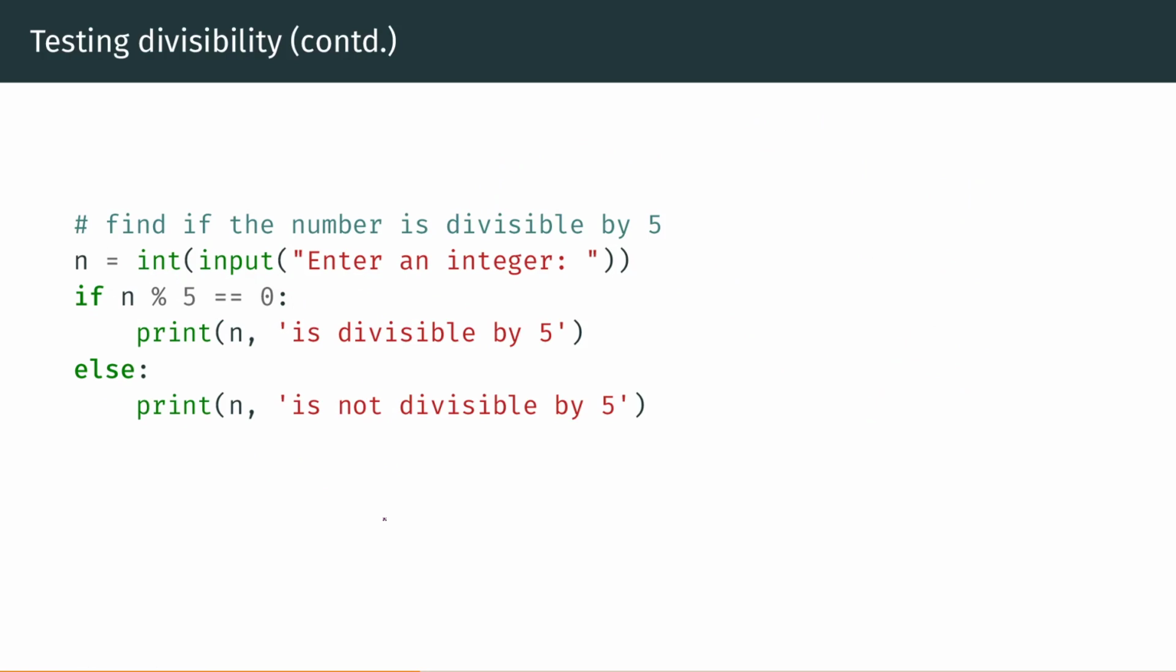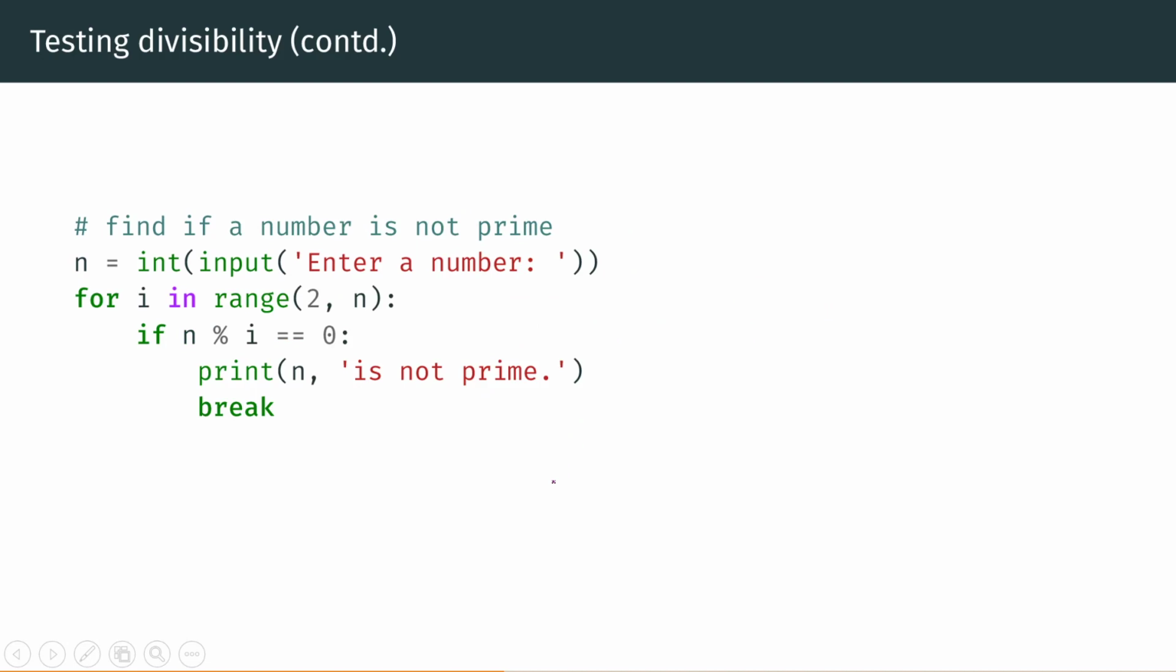Another example: here we are just trying to find out if a number is divisible by 5 or not. It's exactly the same as before, except here we check n modulo 5, and if this is 0, this means the number is divisible by 5. If this is true, then the number is divisible by 5, right? Now what this boils down to is things like finding if a number is prime or not.